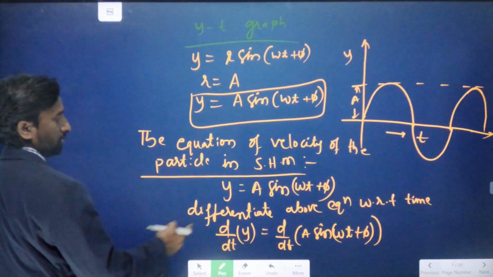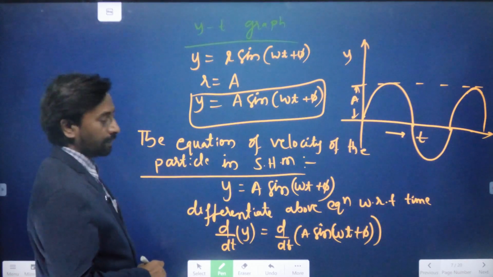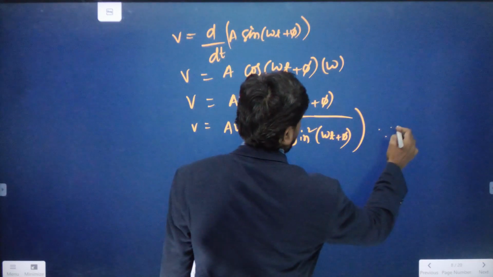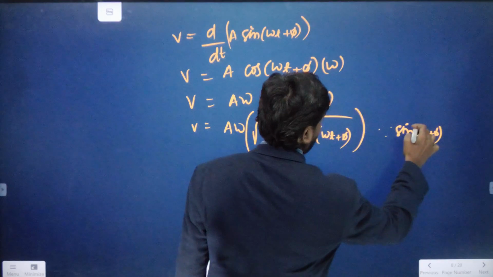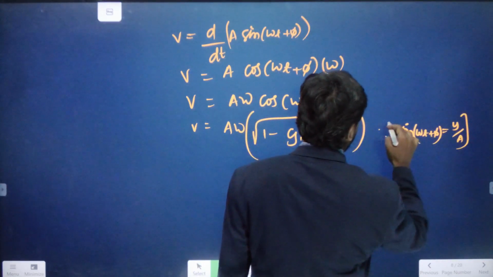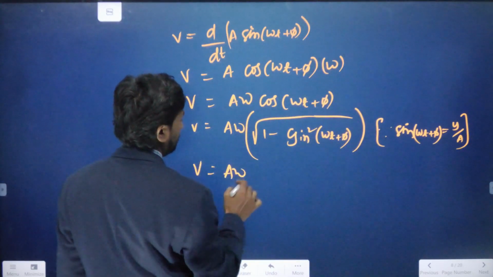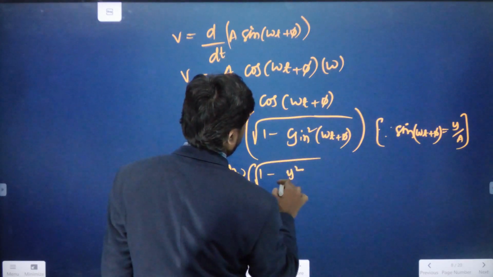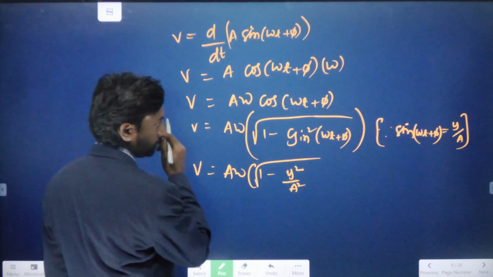From the displacement equation, sine of omega t plus pi is nothing but y by a. We can write y by a. If you write this in the equation, v is equal to a into omega, 1 minus square root of 1 minus y square by a square, we can write here, y square by a square.